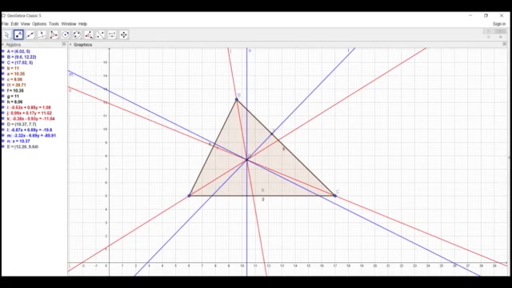This is E. This is F. And this is G. That means DE perpendicular to BC, DF perpendicular to AB, and DG perpendicular to BC.